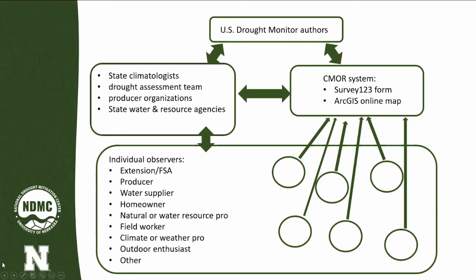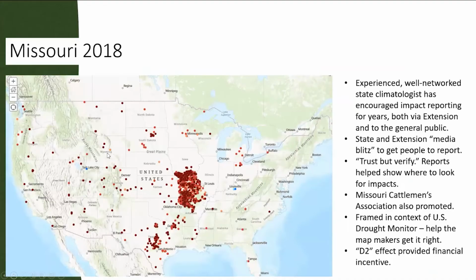So that's a little bit of how the system works. And now I'll give you some examples of how some different states have used it. In Missouri in 2018, they really went to town. They were very successful. The state climatologist there, Pat Gannan, has been in place for a long time.